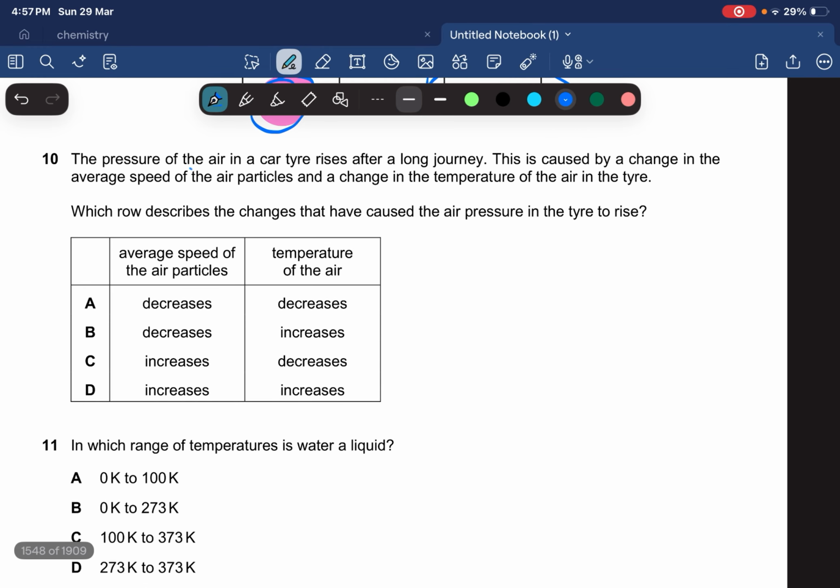Okay, the pressure of the air in a car tire rises after a long journey because there's going to be friction, the car tire is going to heat up, and when it heats up the air gets heated, particles gain kinetic energy, exert more pressure, more force. This is caused by a change in the average speed of the air particles and the change in the temperature. We know this. Which row describes the changes that have caused the air pressure in the tire to rise? Average speed of the particles increases, temperature of the air increases. Simple. Because whenever you heat particles, their speed is going to increase, and temperature is also going to increase.